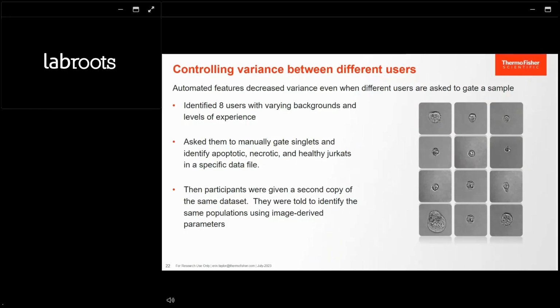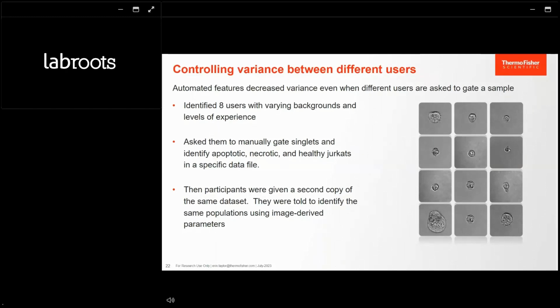So a group on site really wanted to test this and see if our observations were actually supported by data. And they looked specifically to see if image parameters controlled variance between different users. Could we make a reproducible analysis strategy? And do the automated features decrease variance even when users are asked to gate samples independently?